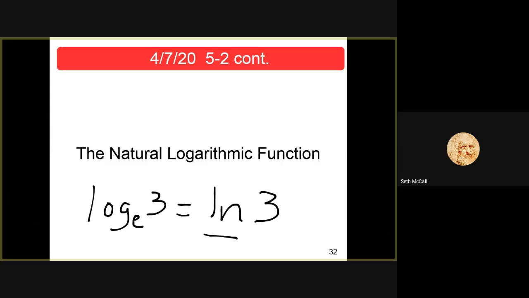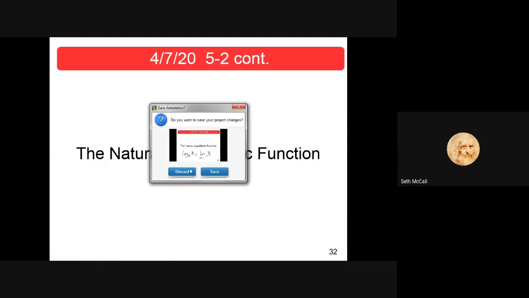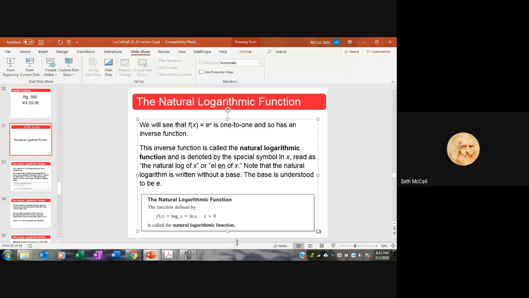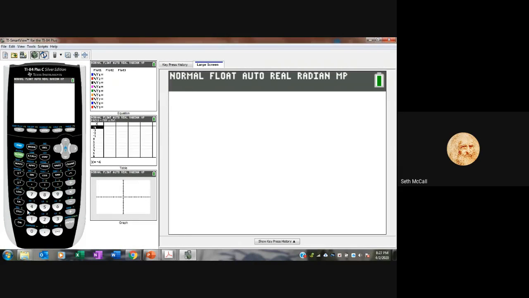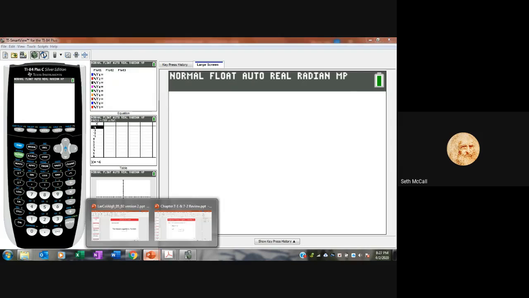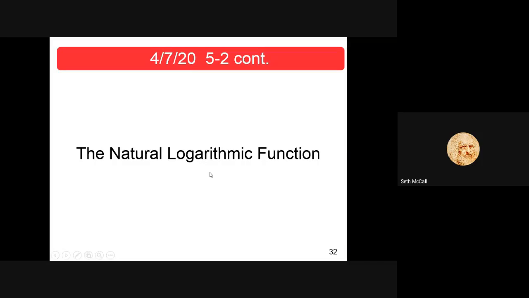Now, there is a natural log key on your calculator. If you look on the left-hand side, right below the log key, there's the ln key, and that's simply natural log. It is no different than having log base e, but rather than writing log base e, they write natural log. So please don't let natural log confuse you as to what it is, because it's pretty simple. It's just log base e.